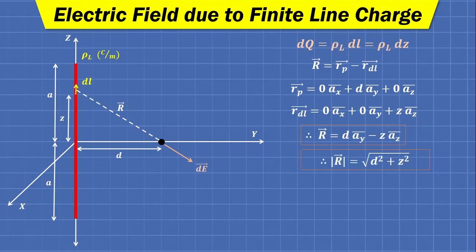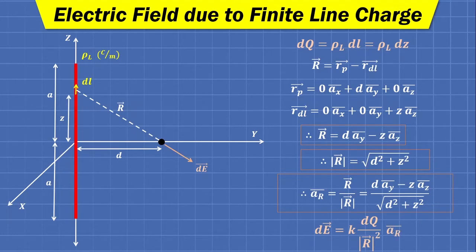And the modulus of the distance vector can be determined by taking the square of its x, y and z coordinates, then adding the squares and taking the square root. So the modulus of the distance vector will be square root of d square plus z square. The unit vector, by its definition, can be written as the vector itself divided by the magnitude of the vector.